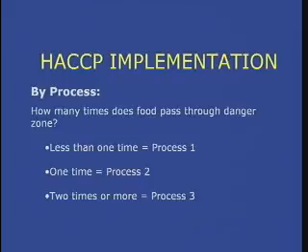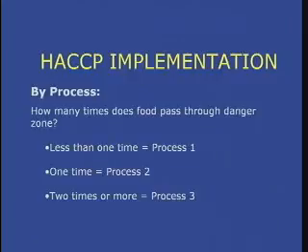Using the process approach, each food is reviewed and it's decided how many times the food goes through the danger zone. If the food goes through the danger zone, which is 41 degrees Fahrenheit to 140 degrees Fahrenheit, less than 1 time, that is considered to be process 1. If the food goes through the danger zone 1 time, that is considered to be process 2. If the food goes through the danger zone 2 or more times, that is to be considered process 3.